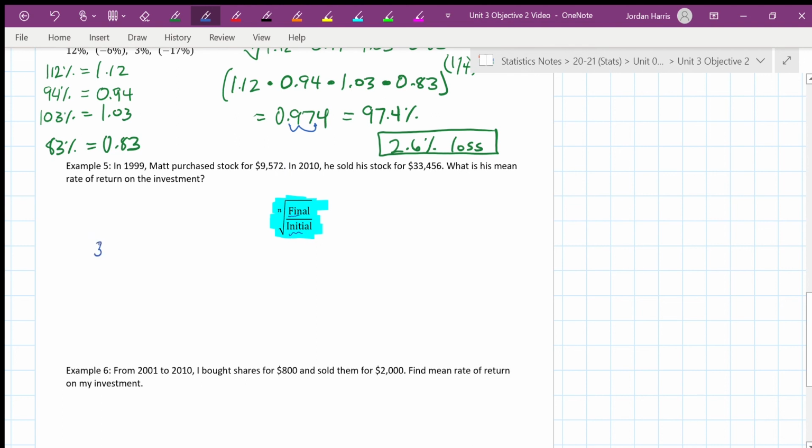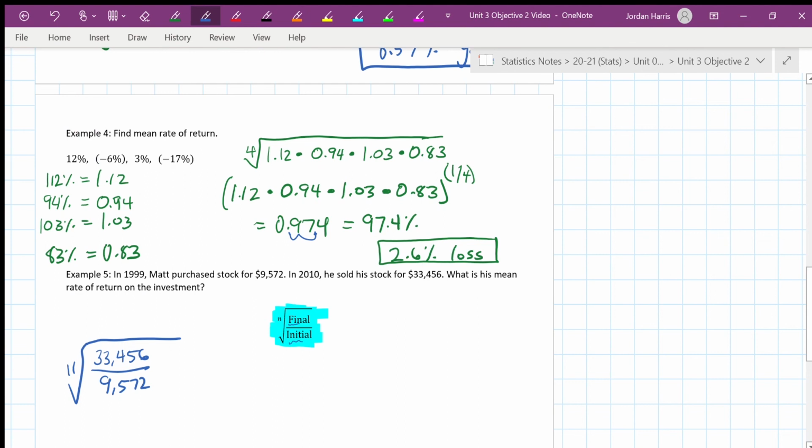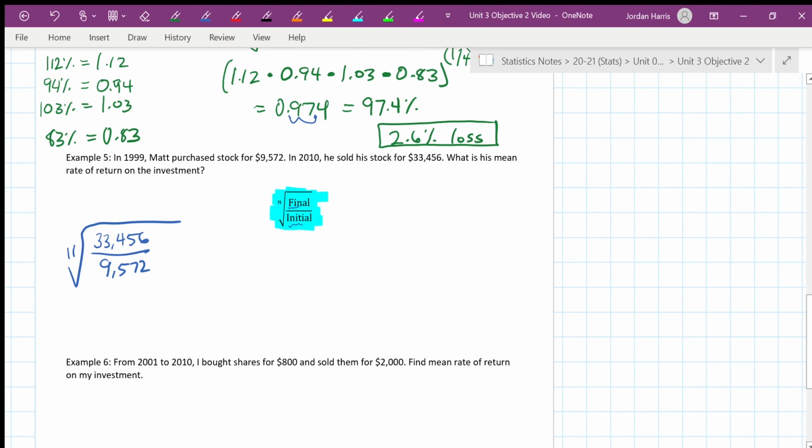So we have 33,456 over 9,572. Then we have to figure out how many years. So we take 2010 minus 1999, and you'd find 11 years. How many years have you been investing? Each one of these before consisted of a year. So when I had 4 of them, that consisted of 4 years. In this case, we actually have to subtract how far it is from 1999 to 2010. It's 11 years. Remember, if you don't have your root, you would write out the fractional exponent.